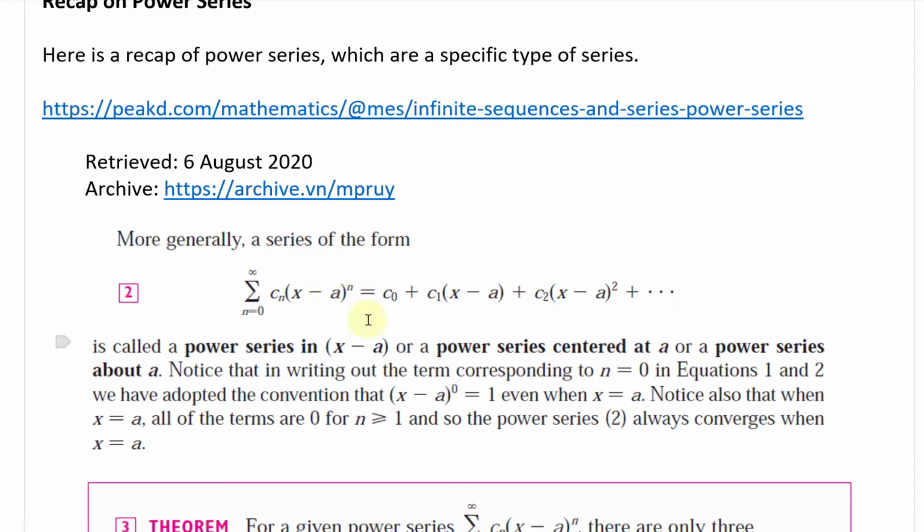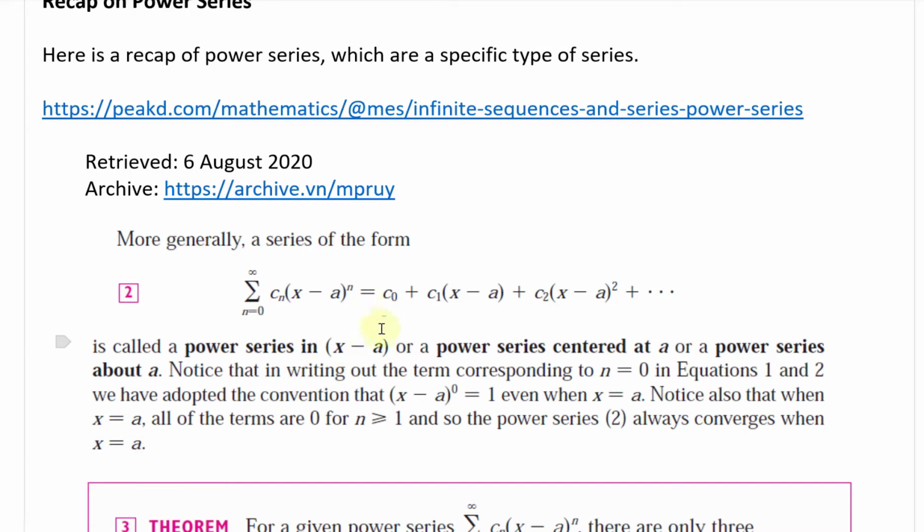Notice that in writing out the terms corresponding to n equals 0 in equations 1 and 2, we have adopted the convention that (x minus a) to the power of 0 equals 1, even when x equals a, where you would have 0 to the power of 0, which is undefined. Notice also that when x equals a, all the terms are 0 for n greater than or equal to 1. When you plug in x equals a, they all vanish and you're just left with the first term, based on our convention. So the power series always converges when x is equal to a.